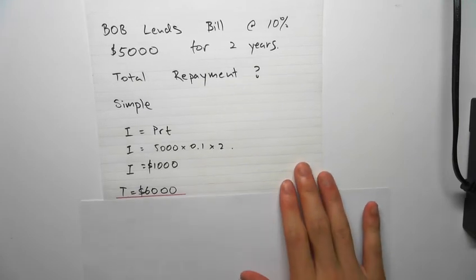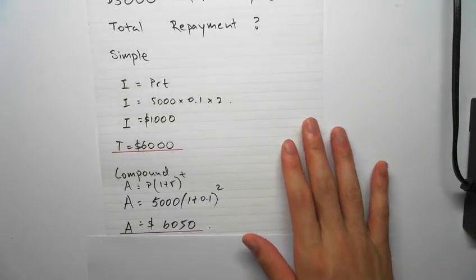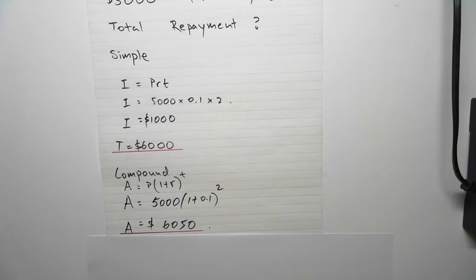Okay. So now the second method we're going to look at is the compound interest. Now the compound interest is shown as below. A equals P(1 + R)^T, and so we put in those values and we get that the amount is 6,050. And this is the amount. So as you can see, we didn't have to add the original 5,000 to that because the compound interest formula does that for us already.